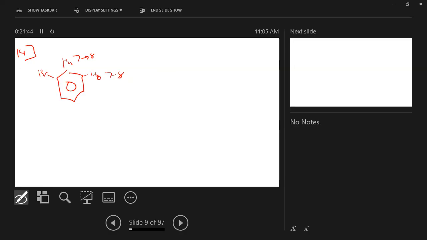And the reason why it's a doublet is because, oh, and I should put the HB here. It's going to be a doublet because it's going to see this and it's right by this, right? So it's not all equivalent. So it's going to be a doublet. The splitting pattern of HB is going to be a triplet because it's going to see this and this. So this is going to be a triplet.